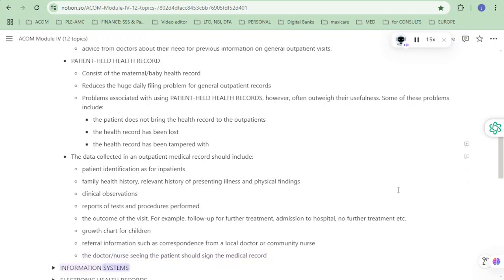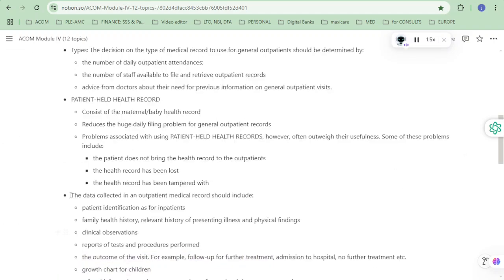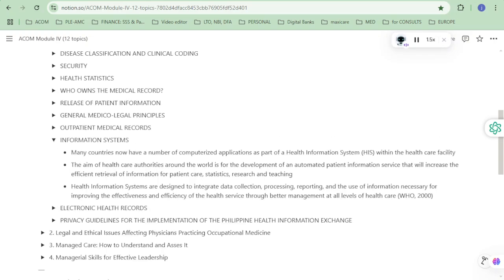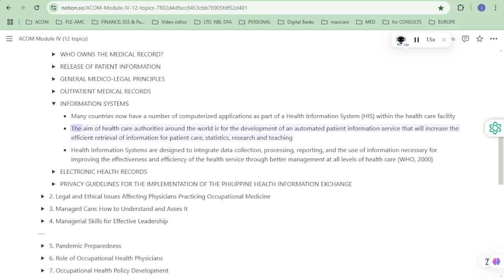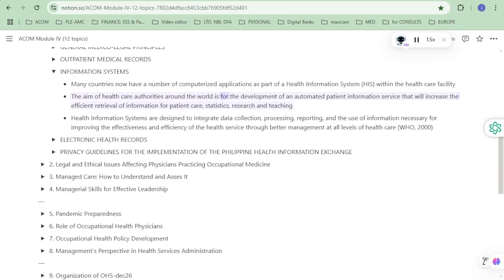Information systems. Many countries now have a number of computerized applications as part of a health information system, HIS, within the healthcare facility. The aim of healthcare authorities around the world is for the development of an automated patient information service that will increase the efficient retrieval of information for patient care, statistics, research, and teaching. Health information systems are designed to integrate data collection, processing, reporting, and the use of information necessary for improving the effectiveness and efficiency of the health service through better management at all levels of healthcare.